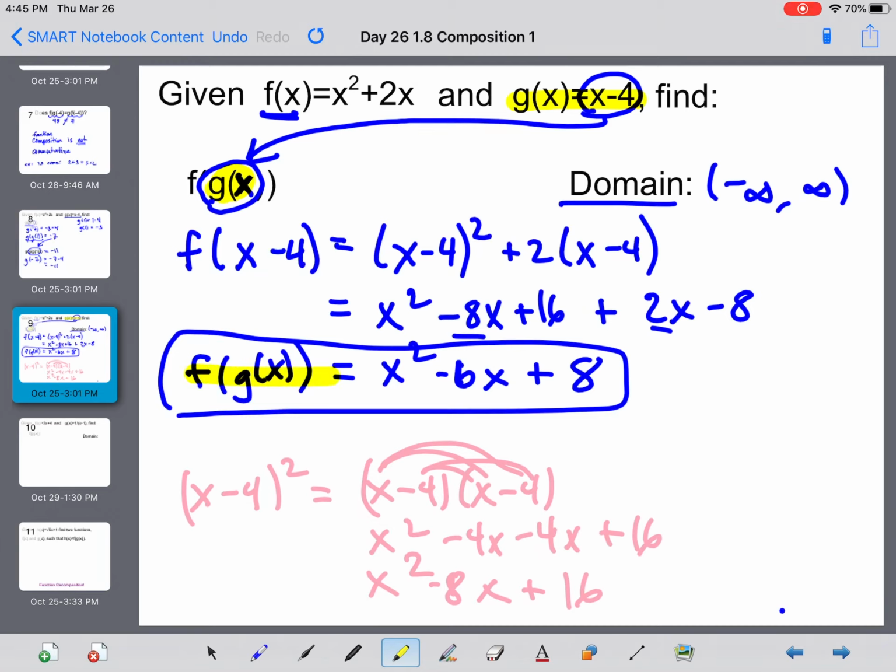And then the other place I want to look for restrictions is going to be the new function. So here my new function is x squared minus 6x plus 8, and that's a quadratic function. And quadratics don't have any restrictions either. Their domain is all real numbers. So my domain for my function composition is going to stay all real numbers.